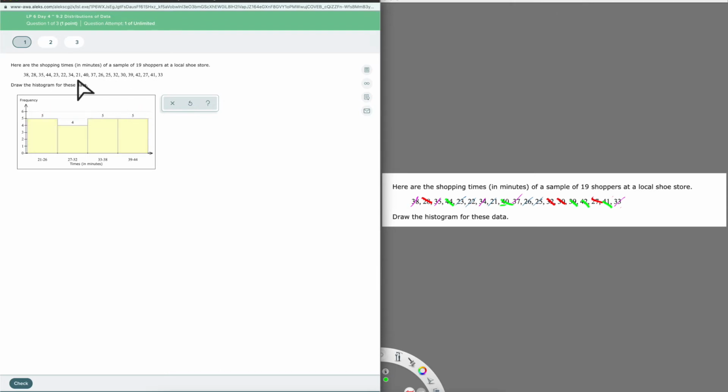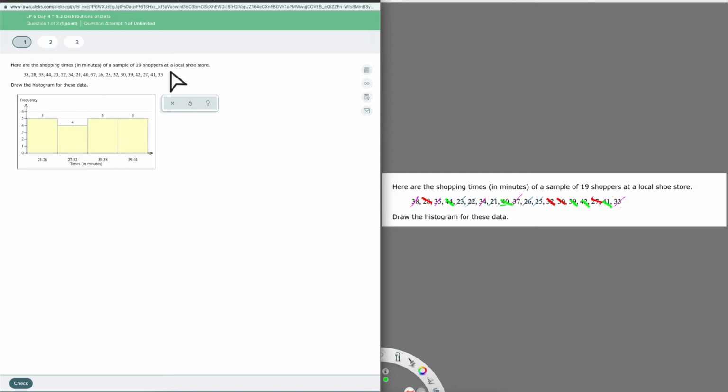It told us 19 shoppers at the top here, so I didn't read this guy out loud. Here are the shopping times in minutes of a sample of 19 shoppers at a local shoe store. The scenario doesn't necessarily change what we're going to do. No matter what, for creating a histogram, you count the numbers in that interval and drag the bar up. This just gives us an idea of what we're looking at once it's created.